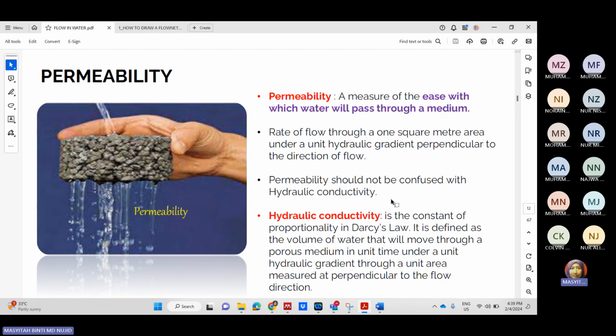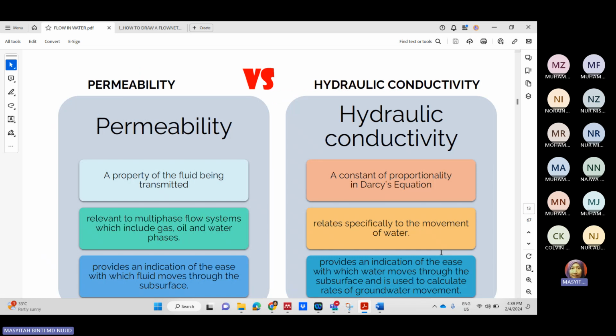So kalau kita tengok hydraulic conductivity ni, dia totally also depending on the Darcy law, but it is constant proportional. It is defined as the volume of water that will move through a porous medium in a unit time under a unit hydraulic gradient through a unit area measured perpendicular to the flow direction. Maksudnya hydraulic conductivity ni dia by taken time, kemudian dia menggunakan konsep Darcy. Apa yang membezakan permeability dan hydraulic conductivity? These are antara 3 perkara penting.